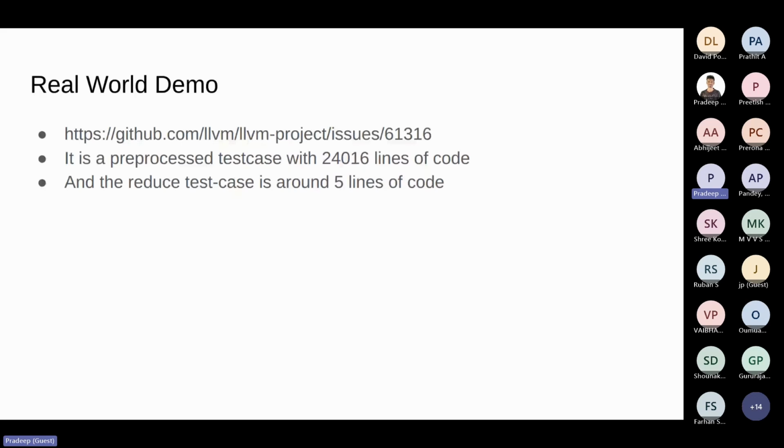Yeah. So, got it. Reduces the code and recursively calls itself. Yeah, that's right. So this is the bug that triggered the seg fault, and the user attached a preprocessed test case with 24,000 lines of code, and the reduced test case is now like 5 lines that still produces the seg fault in the compiler.